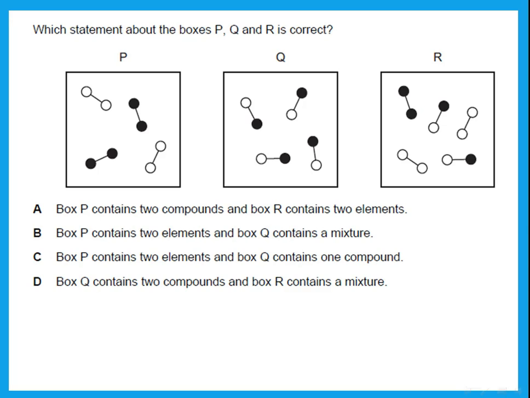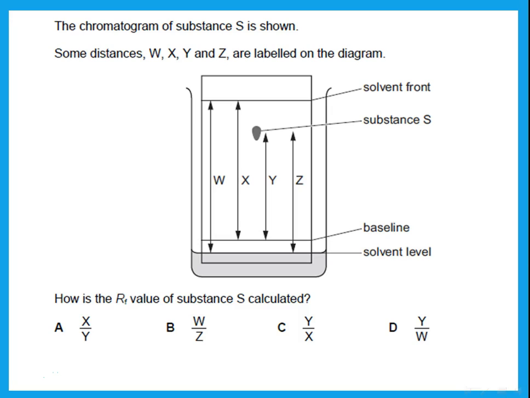No, Q is not a mixture. Each of the molecules are the same, and each molecule is made of 2 different atoms. So Q is a compound, not a mixture. Okay, box P contains 2 elements, and box Q contains 1 compound. That is my correct answer. Now, what about D? Box Q contains 2 compounds? No, it's just 1. Okay, so my answer is C.